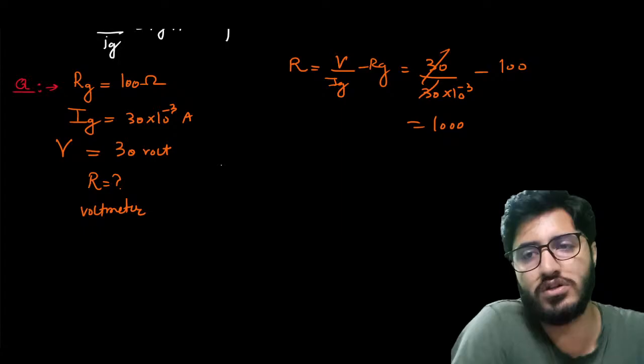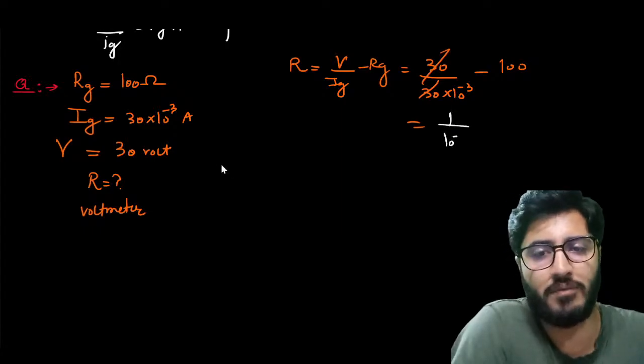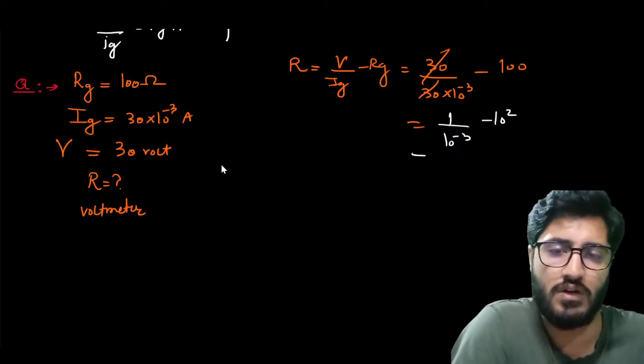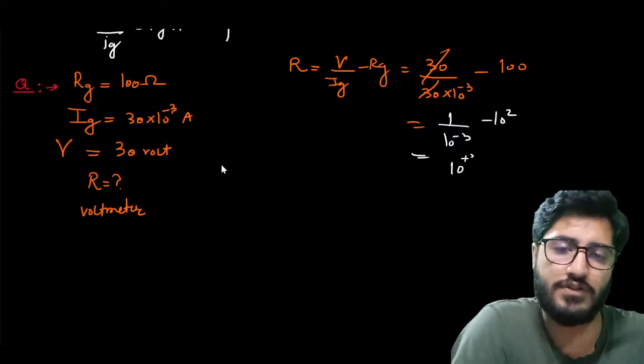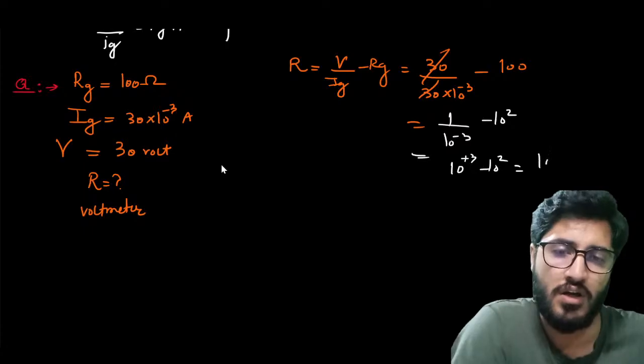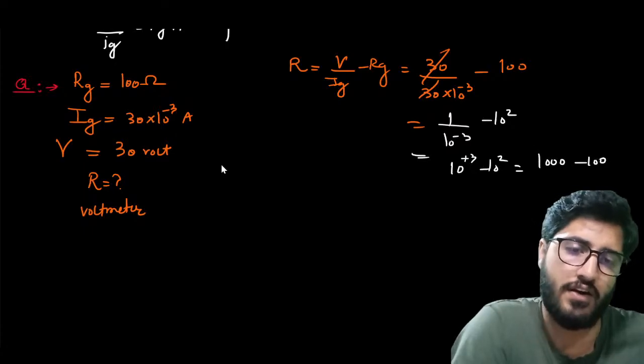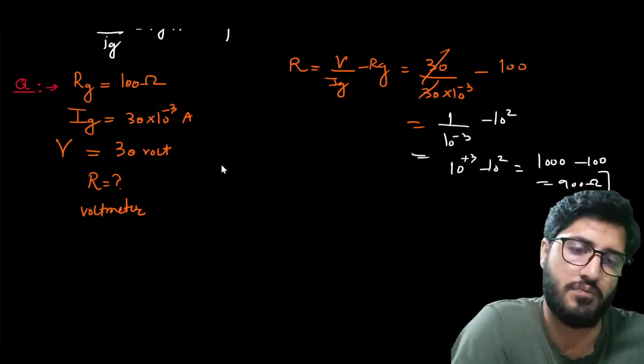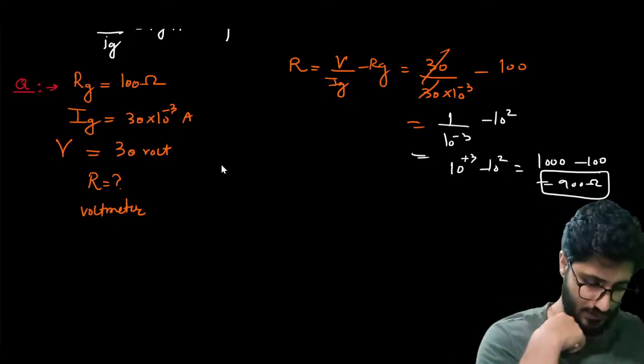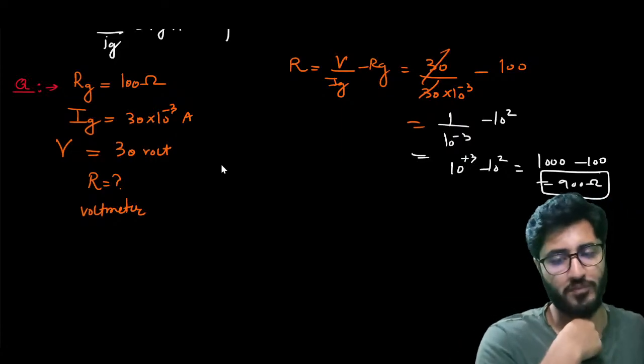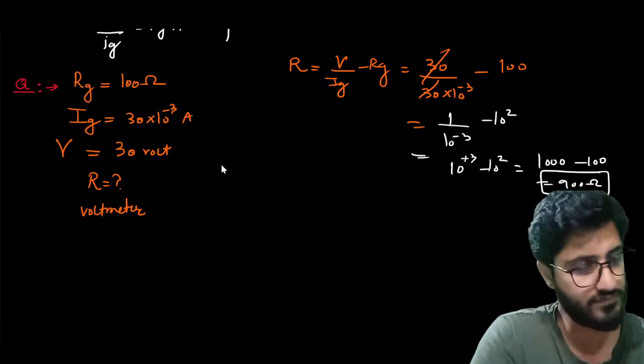No, it is not 1000. It is 1 divided by 10^-3, minus 10^2. I will take it up. It is 10^3 minus 10^2. It is 1000 minus 100. Answer is 900 ohm. Okay, let us do one more numerical.